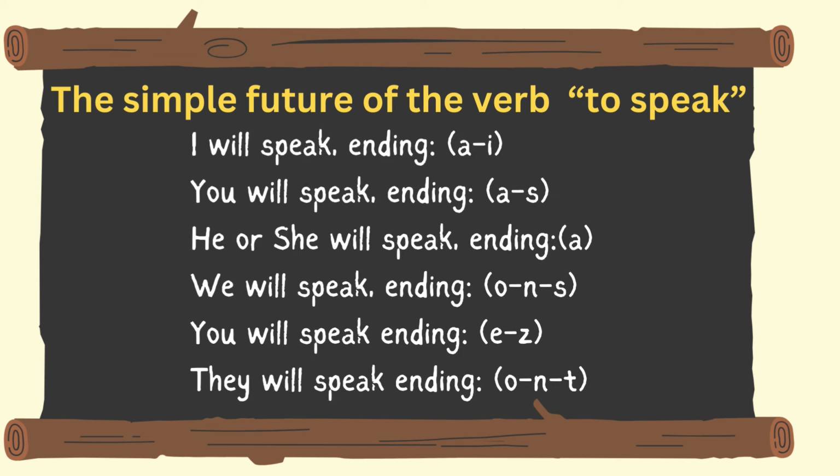The simple future of the verb to speak: I will speak, ending ai; you will speak, ending as; he, she will speak, ending a; we will speak, ending ons; you will speak, ending ez; they will speak, ending ont.